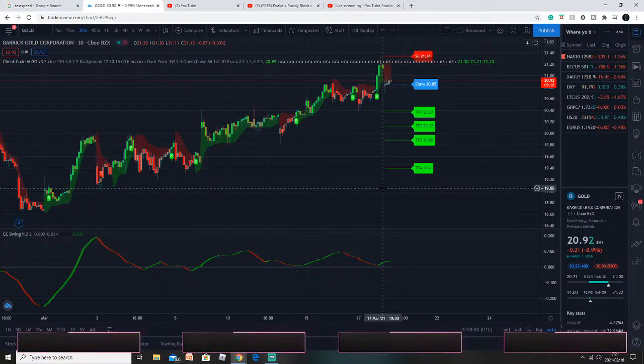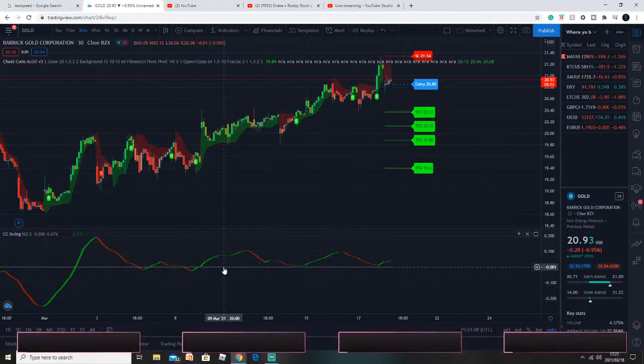So we're looking at gold, and what we can see on gold today is that it was buying. We can see that because if we look down below, our CC swing is mainly what tells us where the chart will go for the day. Like I explained in the video before this, if the CC swing is above the 0 line, we should expect only to buy. If the CC line is below, we should expect to sell. So that's how the cheat code algo works.